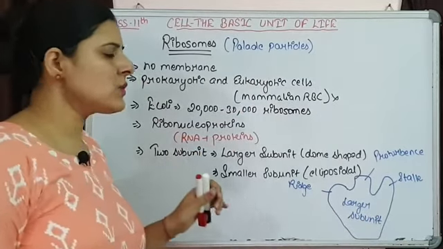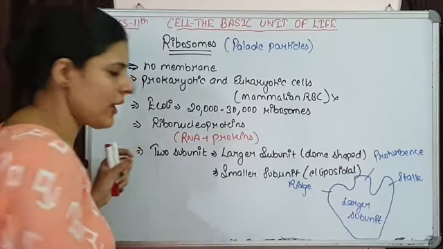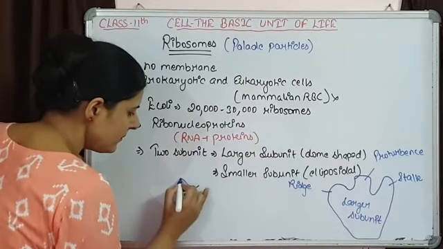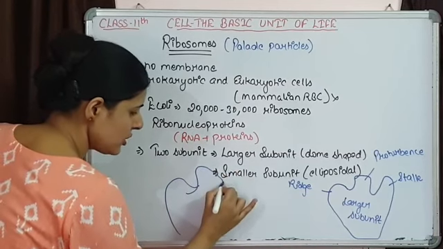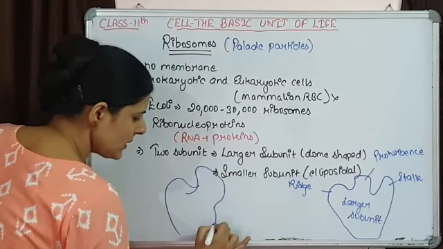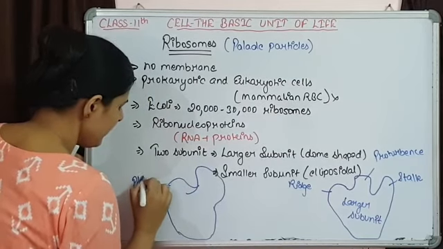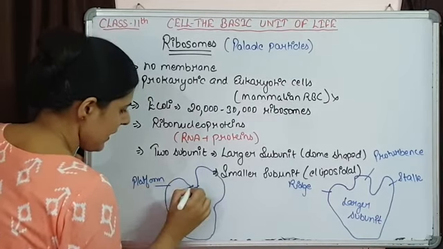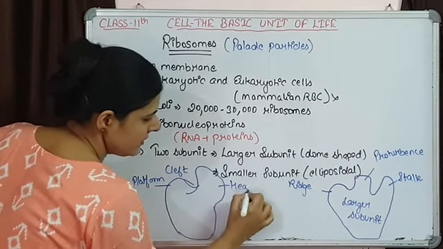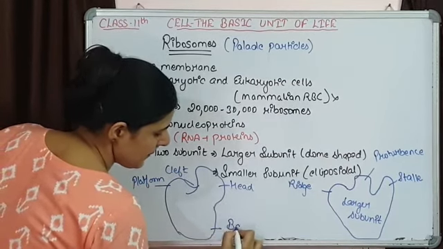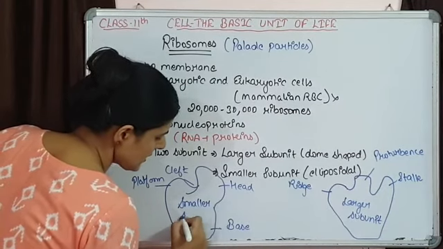While if we see the smaller subunit of ribosome, this smaller subunit is having a platform. Over here a head portion is there and on the lower side a base is present. This is the platform, a cleft, head and base. This is the structure of a smaller subunit.